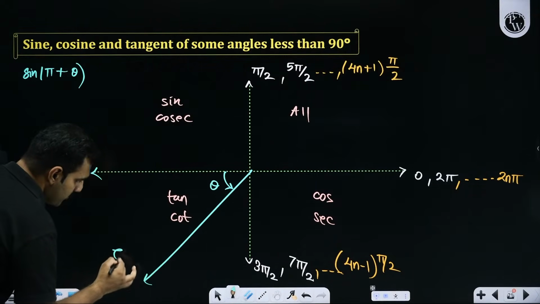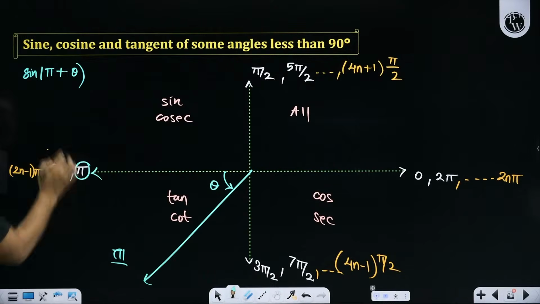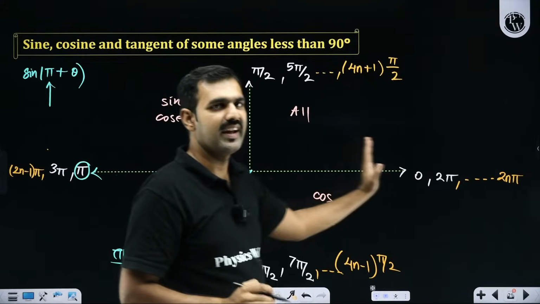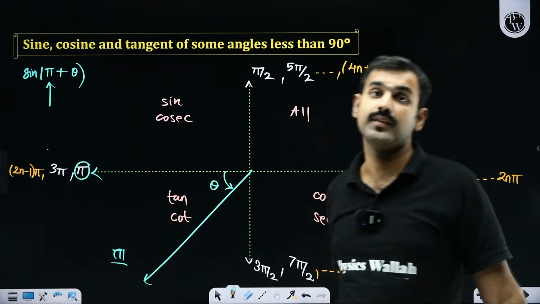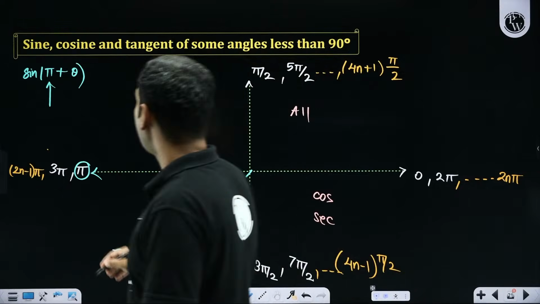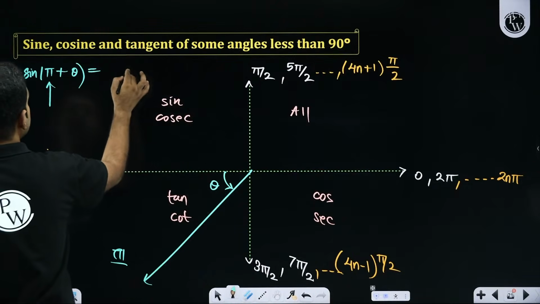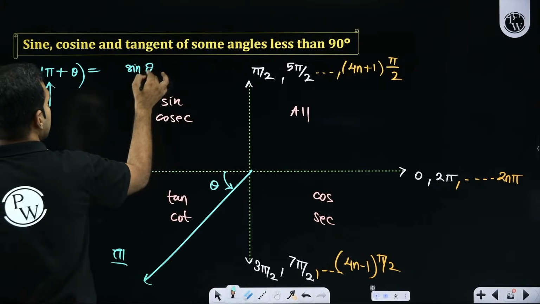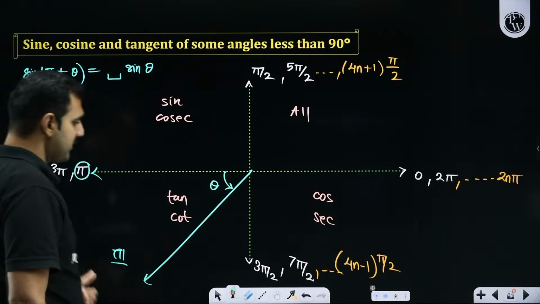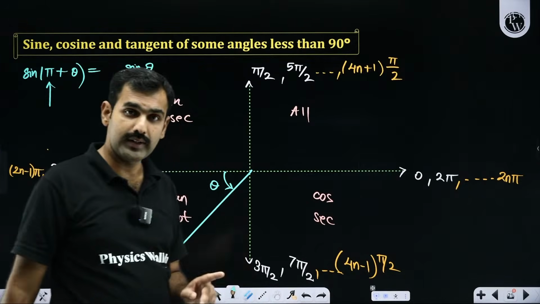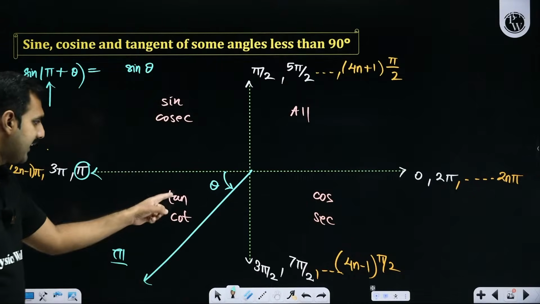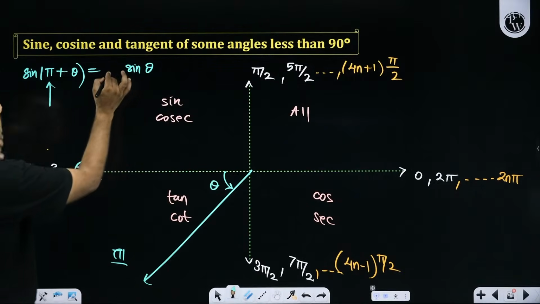that will push me in which quadrant? Third quadrant. So first of all, pi, where do you find it? Did you find it on x-axis or y-axis? Sir, on the x-axis. So if you find it on the x-axis, the ratio doesn't change, which means you can write it as sine theta. But what about the sign, positive or negative? So look at this. In the third quadrant, tan and cot are positive, so sine will be negative.